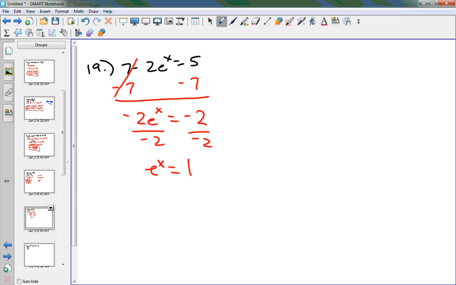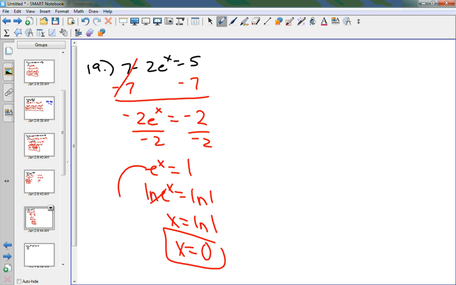Could you just think a little bit and say e raised to what power has to be 1? 0. X has to be 0. If you need to, you can take the natural log of both sides, and when you plug natural log of 1 into the calculator, you get x is equal to 0. But you should be able to go from there down to x equals 0 without any thought process required, because anything raised to the 0 power is always and forever 1.